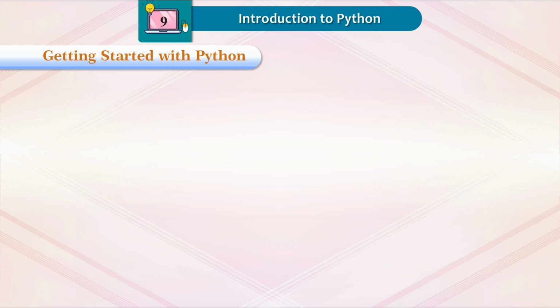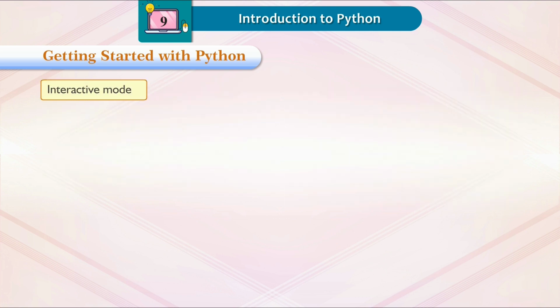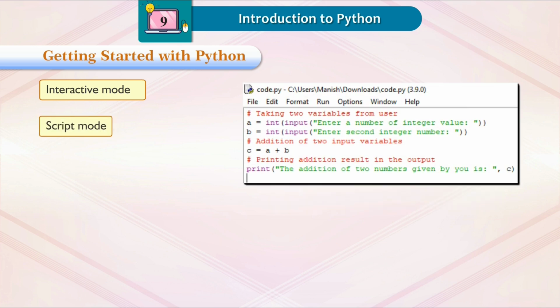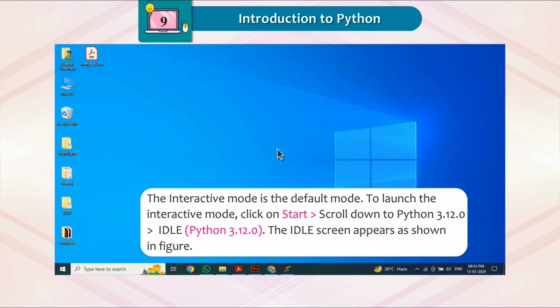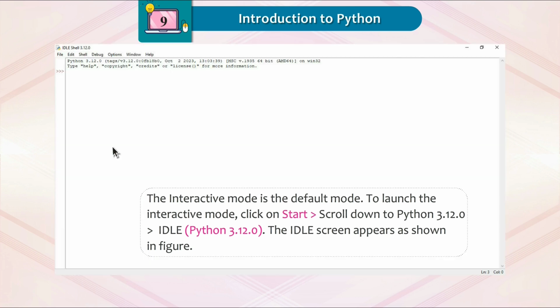Getting started with Python. Python typically comes bundled with IDLE, that is, Integrated Development and Learning Environment. IDLE is a basic IDE for Python that provides features like a code editor, interactive shell, and debugging tools. After installing Python, you can start with any of the following two modes: Interactive mode and Script mode. The interactive mode is the default type. To launch the interactive mode, click on Start, scroll down to Python 3.12.0, go to IDLE, Python 3.12.0. The IDLE screen appears as shown in the figure.